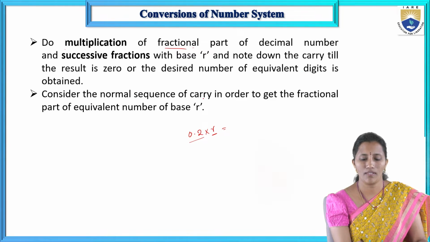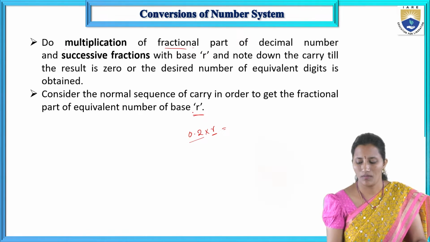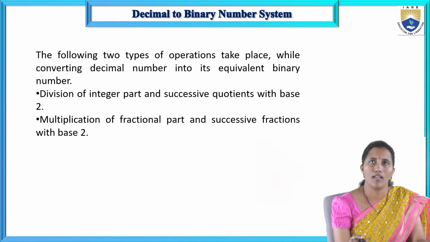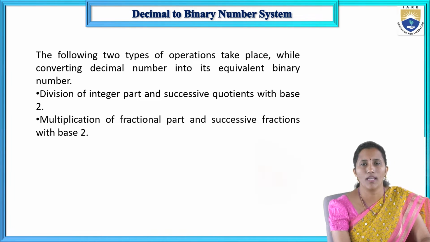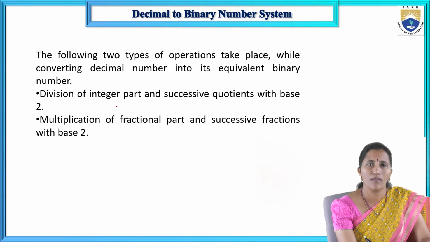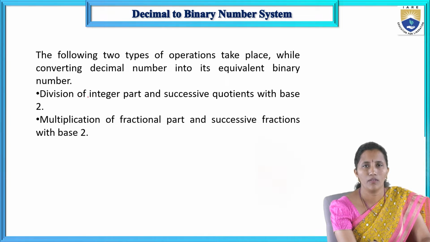Consider the normal sequence of carry in order to get the fractional part of the equivalent number of base r. So we will see some examples of how to convert decimal to binary, decimal to octal, and decimal to hexadecimal. If it is a conversion of decimal to binary number system, first what we have to do, we have to take that number.